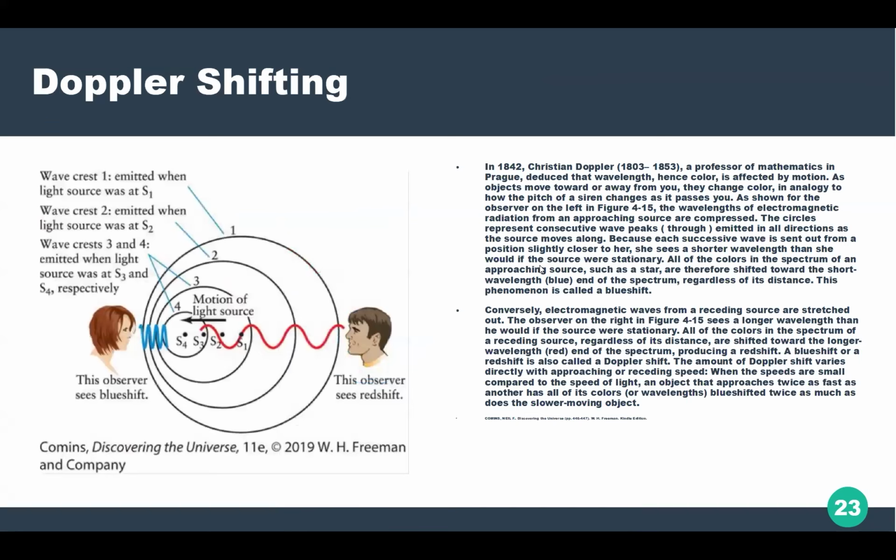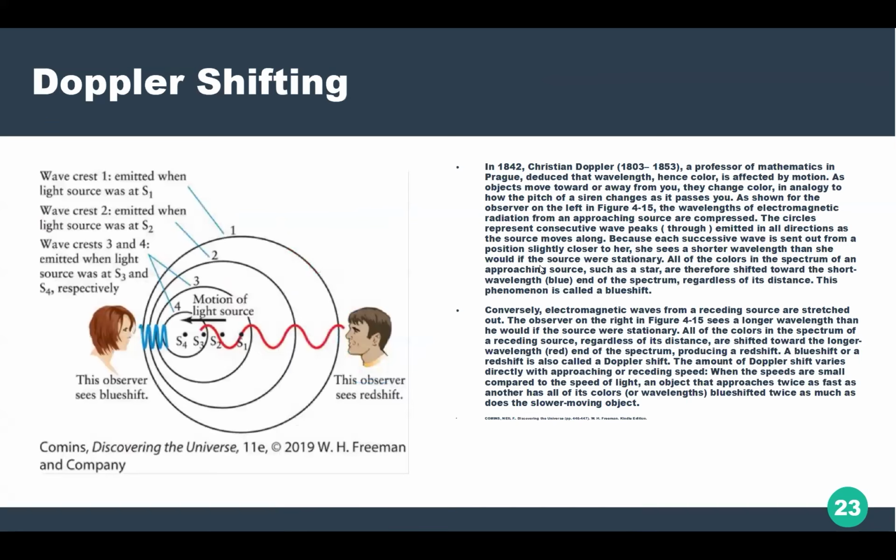Conversely, electromagnetic waves from a receding source are stretched out. The observer on the right in figure 4.15 sees a longer wavelength than would be seen if the source were stationary. All of the colors in the spectrum of a receding source, regardless of distance, are shifted towards the longer wavelength, red, end of the spectrum, producing a red shift. A blue shift or a red shift is also called a Doppler shift.